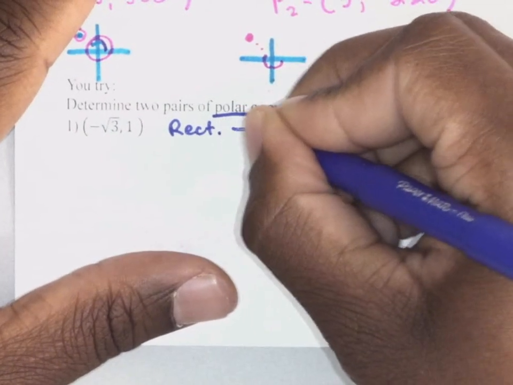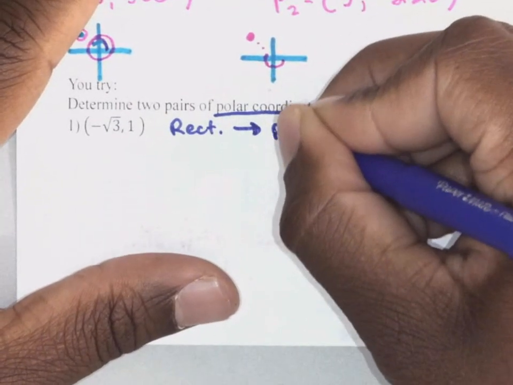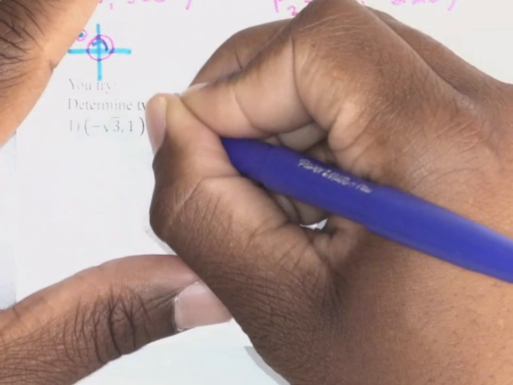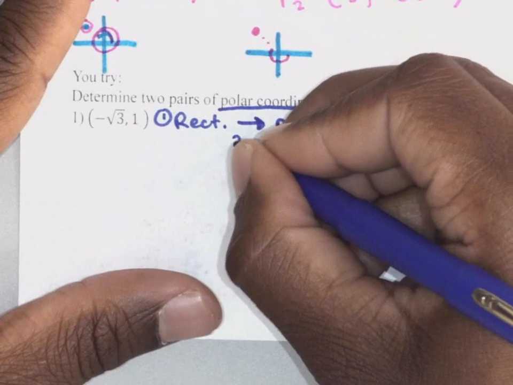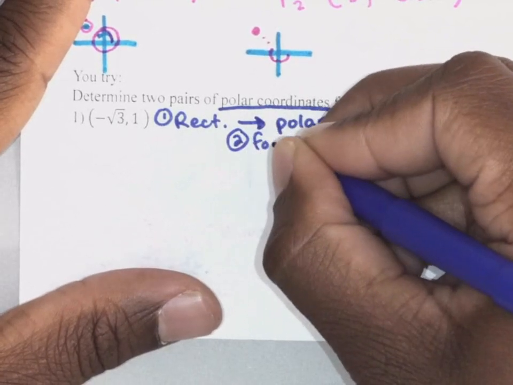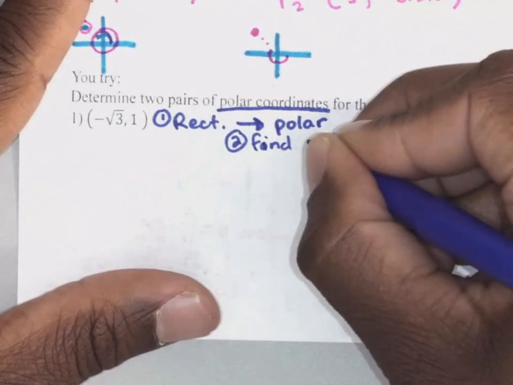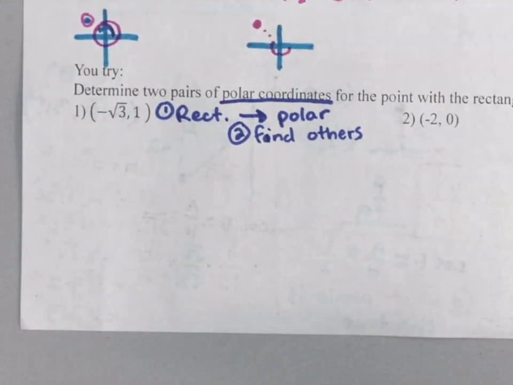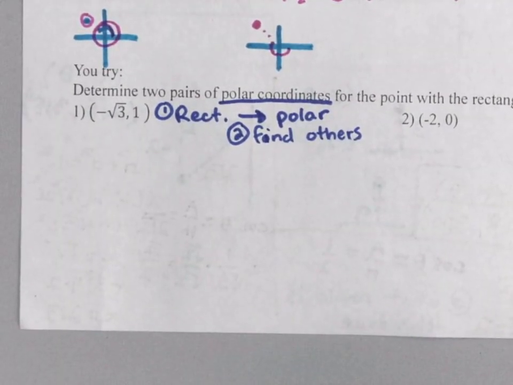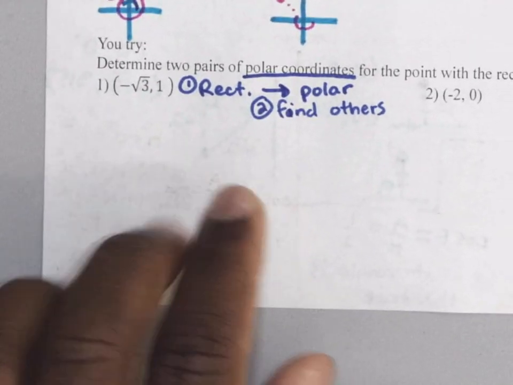We're going to go from rectangular to polar. So that's step 1. And then step 2, we'll say find other points, find others. All right, so let's convert to polar.